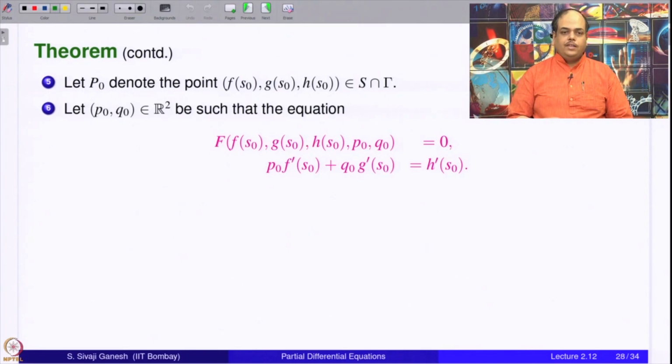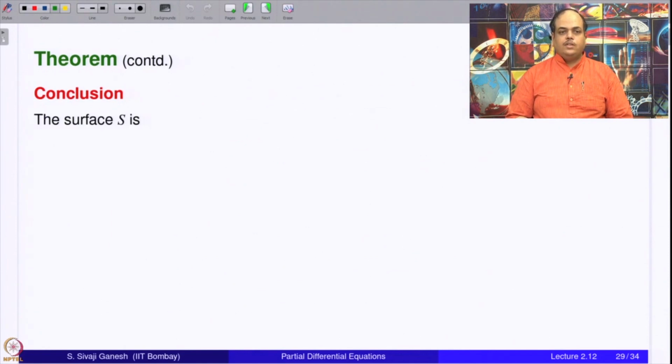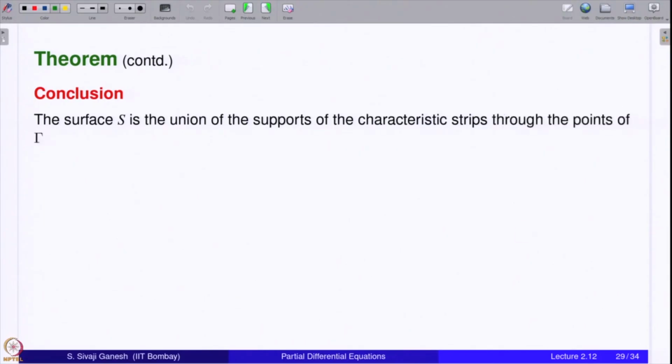Let p0, q0 be such that the equations are satisfied. Assume that the Jacobian condition is satisfied at s0, p0, q0. p0, q0 is this, s0 is what we have already fixed, and here zeta 0 stands for this as before. Conclusion: the surface is the union of the supports of the characteristic strips through the points of gamma, of course in a neighborhood of P0.